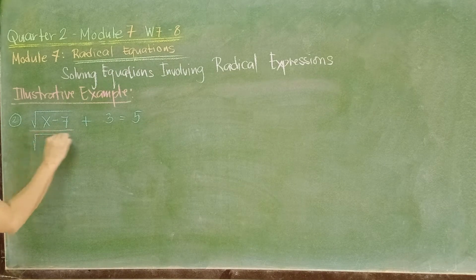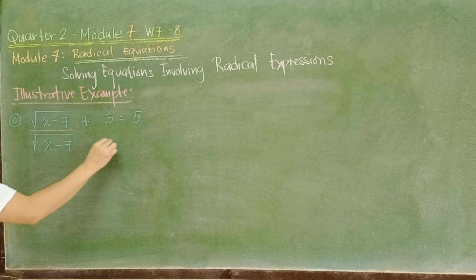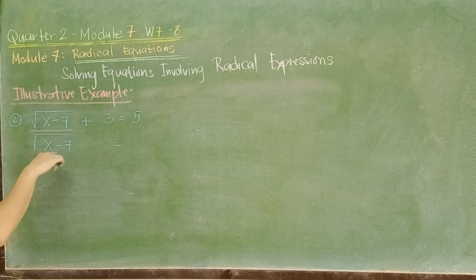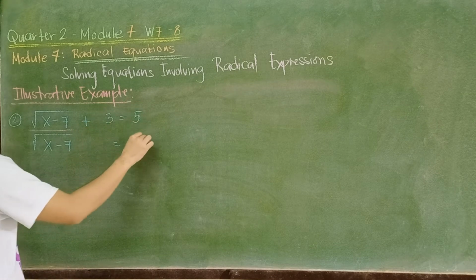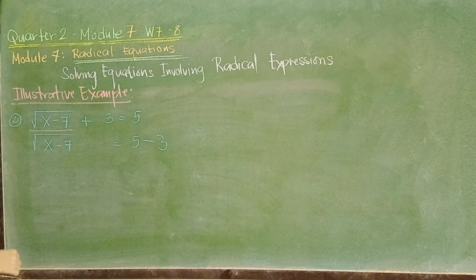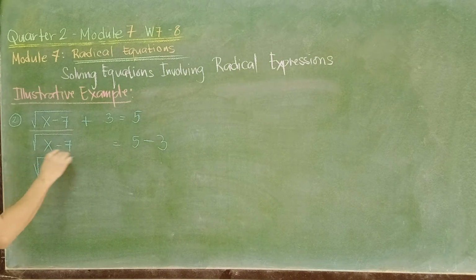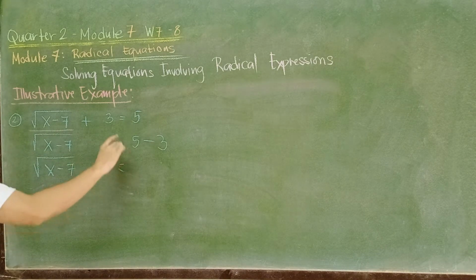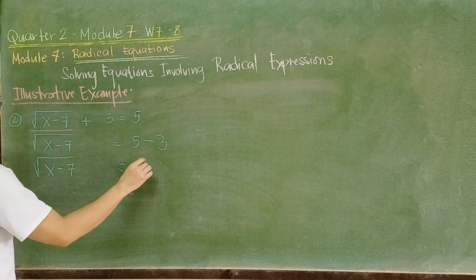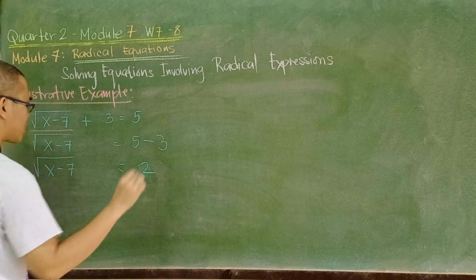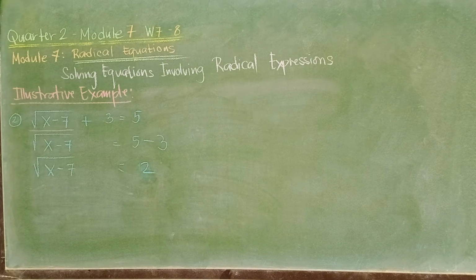So you'll get square root of x minus 7, 5, positive 3 magiging minus 3, and then we combine like terms, 5 minus 3, that is 2.